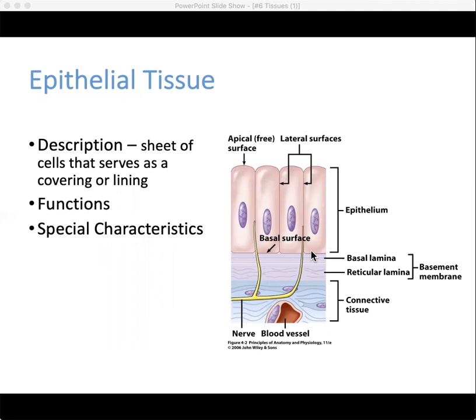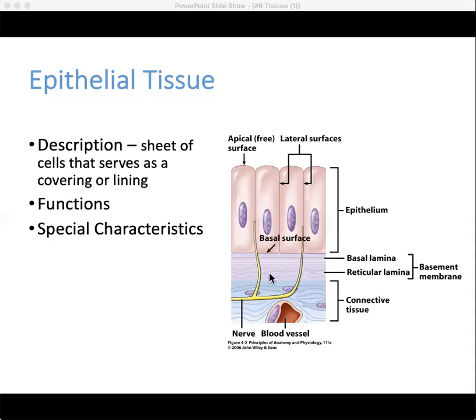Epithelial tissue is always supported by connective tissue. So in this picture, the epithelial tissue is shown in pink. The connective tissue is shown in blue. There's always connective tissue underneath for support. Then there is always a basement membrane that's located in between the epithelial tissue and the connective tissue. And that helps the tissues to resist stretching and tearing forces.